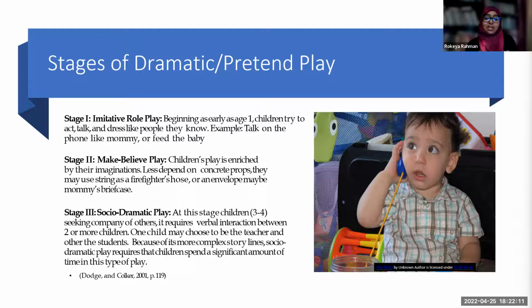For example, maybe they're having a birthday party, and they also assign some of the roles. You are mommy, you are daddy, you are the baby, or I'm the puppy, I'm the doctor. So they basically come up with their whole storyline, and they have different roles, and they also have to follow different rules. That's why in this stage, children take a little bit more time to be engaged.